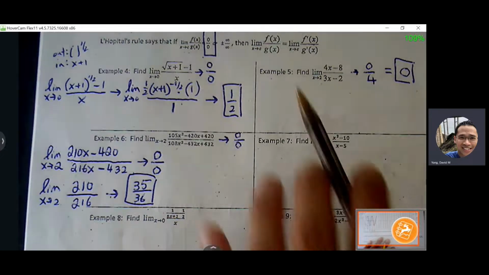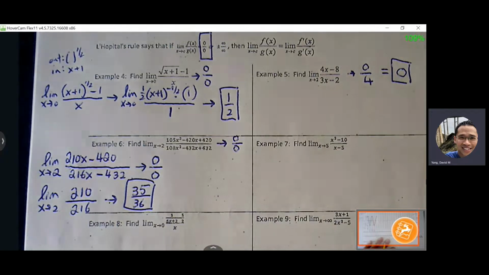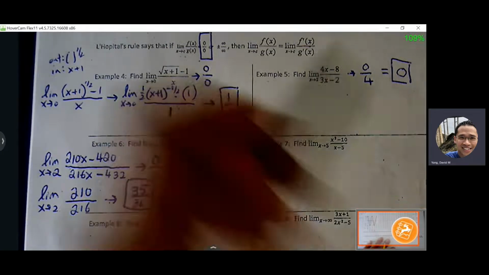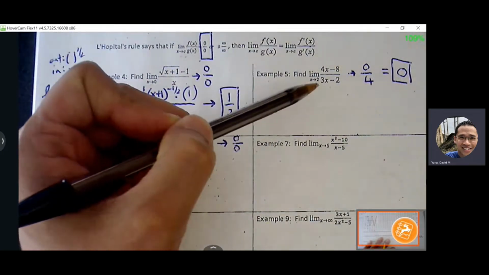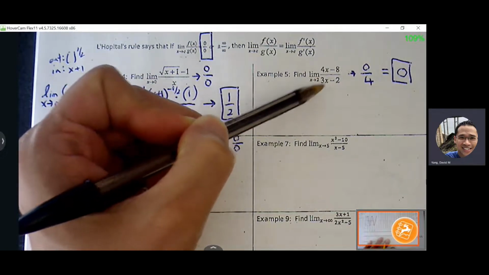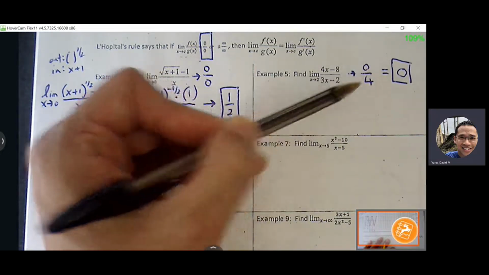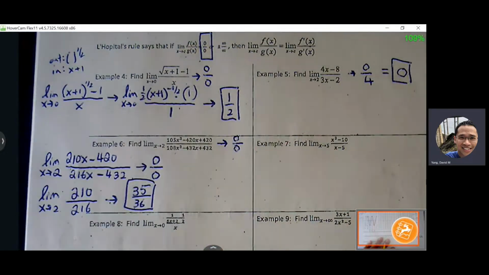But we have to be careful, like for example 5, if we skip the step of evaluating the limit first, and we try going through L'Hopital's rule, you may get 4/3, right? And that may be your answer, but the condition is not right for L'Hopital's rule. Unless we get 0 over 0 or infinity over infinity, we cannot do L'Hopital's rule.